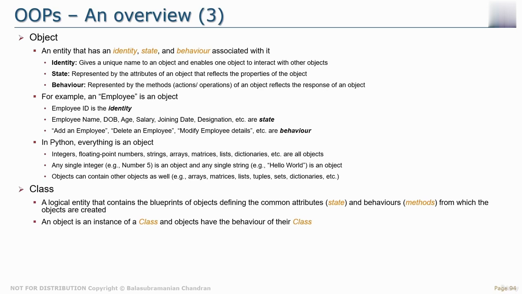What is a class? A class is a logical entity that contains the blueprints of objects, defining the common attributes called state and behaviors called methods from which the objects are created. An object is an instance of a class, and objects have the behavior of their class. What is a method? A method is an action or operation which an object is able to perform.